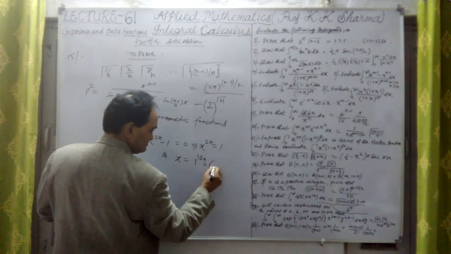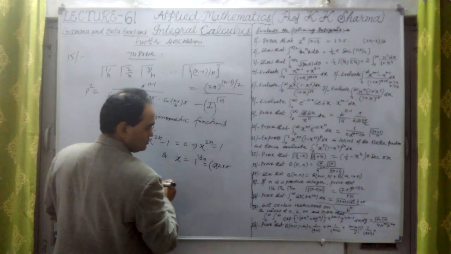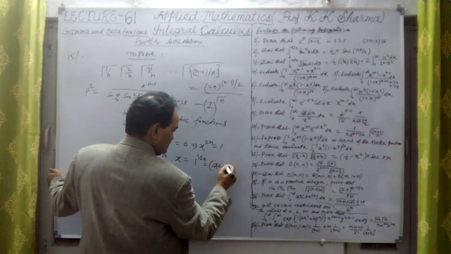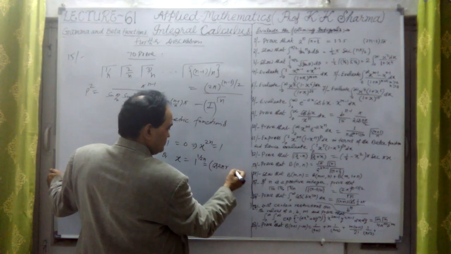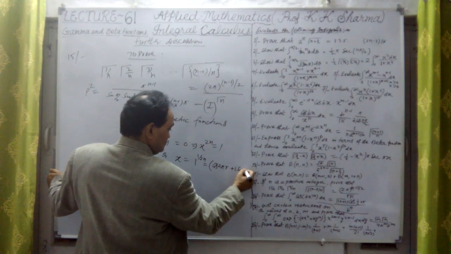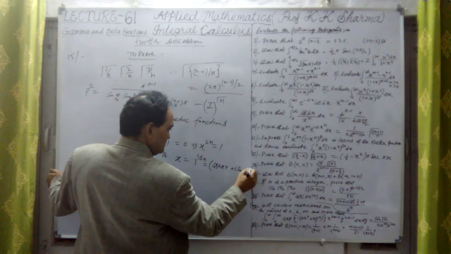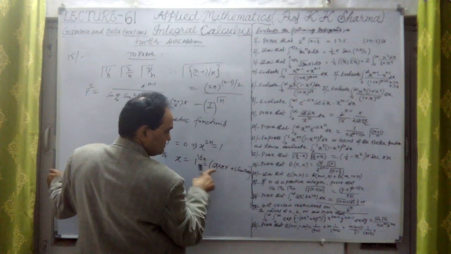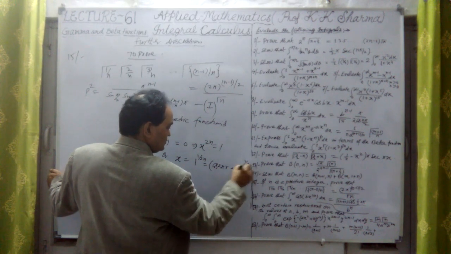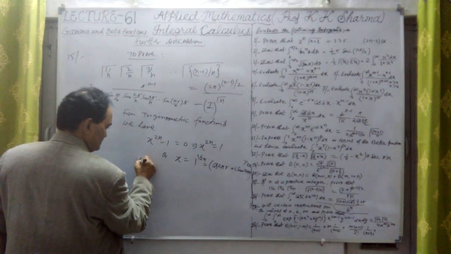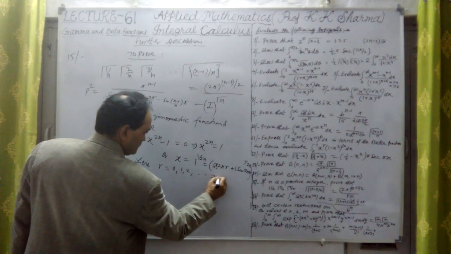This can be written as cos 2 r pi plus iota into sine 2 r pi, whole power 1 upon 2n, where this is the value of 1. Here r is equal to 0, 1, 2, up to 2n minus 1.